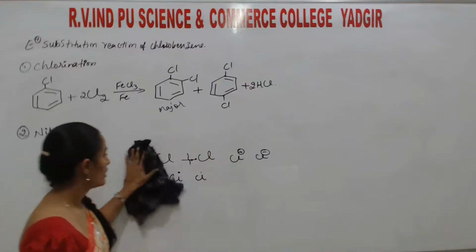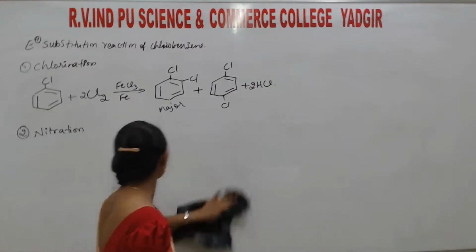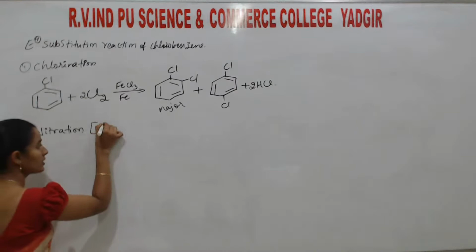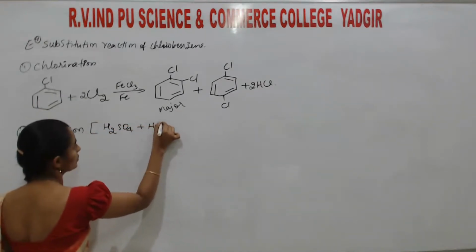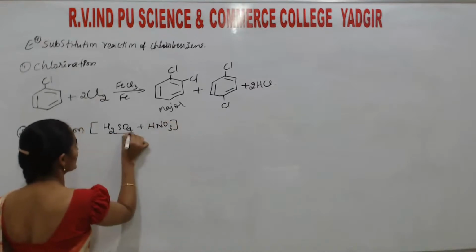Understood? So the next one is nitration. Nitration means the mixture must always be H2SO4 and HNO3, and both are concentrated here.